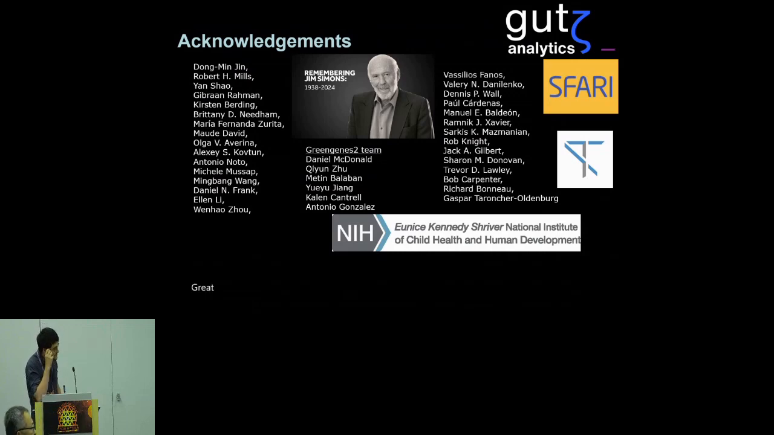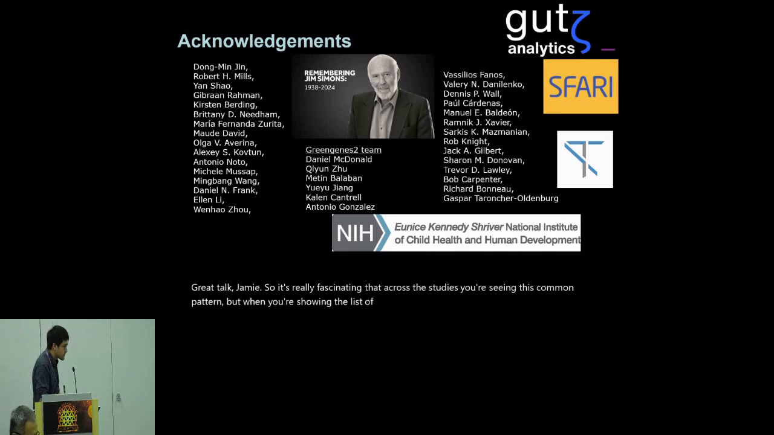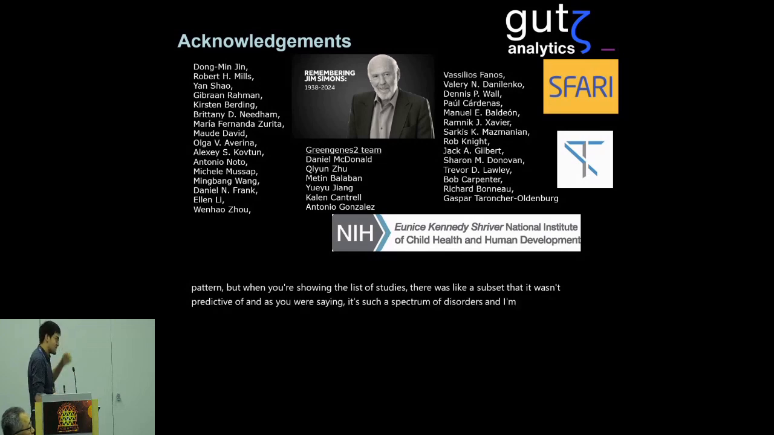Great talk, Jamie. So it's really fascinating that across the studies you're seeing this common pattern, but when you were showing the list of studies, there was a subset that it wasn't predictive of. And as you were saying, it's such a spectrum of disorders. I'm just wondering if those studies varied in, for instance, whether they specifically selected people who had comorbid gastrointestinal symptoms or food restrictions or things like that.